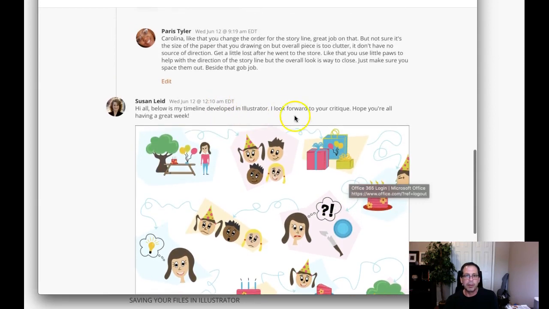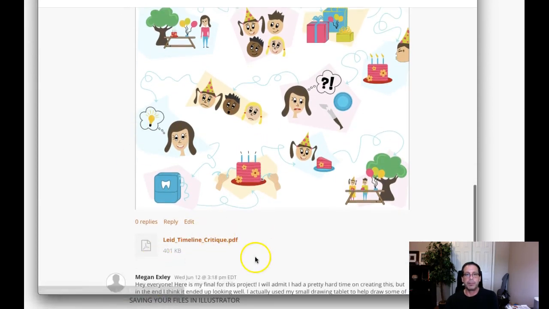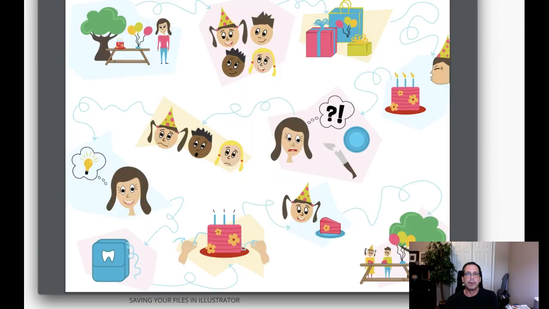Let's go ahead and take a look. So below is my timeline developed in Illustrator. Look forward to your critique. Hopefully you're all having a great week. All right, let's go ahead and take a look. Thank you so much for including the PDF, because I've got that PDF open and we can go ahead and take a look at it right over here.